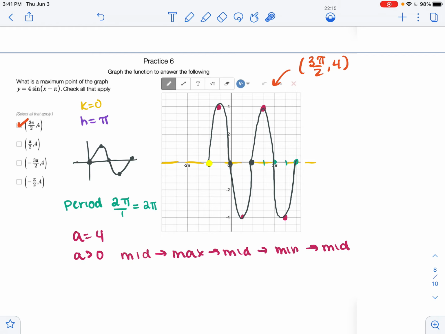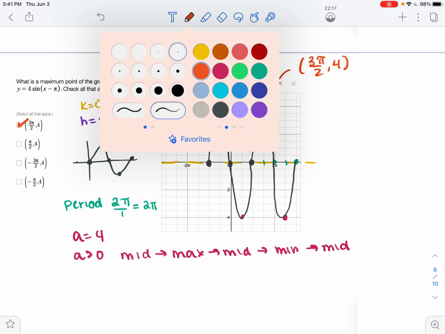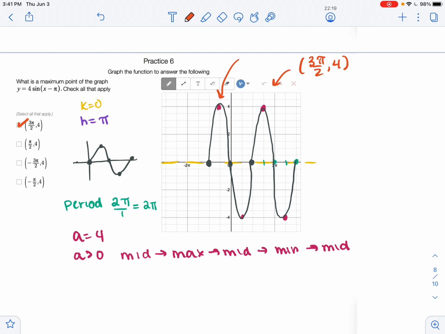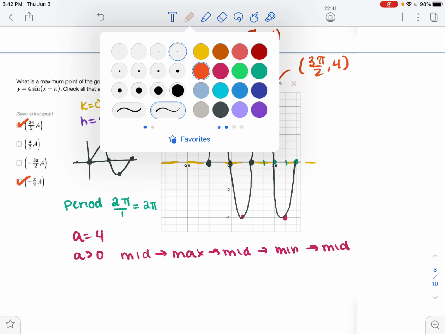We see that between 0 and pi, there's another maximum point. So thinking to my unit circle, the angle between 0 and pi, I should be more careful. The angle between 0 and negative pi is negative pi over 2, and that has a y value of 4. So we have negative pi over 2 as well. It's safe to say that pi over 2 is not an answer, but we may want to investigate what's happening at negative 3 pi over 2.